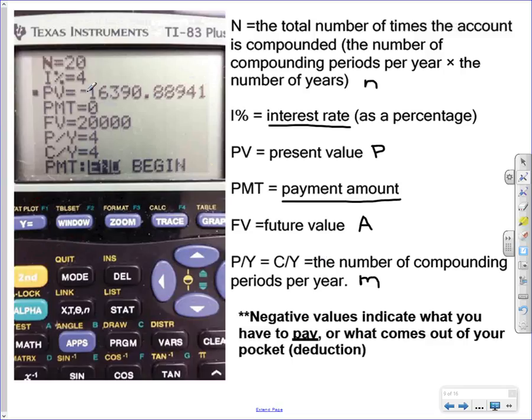Now, sometimes you will get some negative values in here. One of these answers has to be negative because this says right here, negative values indicate what you have to pay or what comes out of your pocket. So it's assuming, like a checks and balances thing, you have to have a negative in there somewhere because at some point somebody had to pay for there to be money to come out. So if you see a negative value, don't let that confuse you into thinking maybe you did the problem wrong. Just ignore the negative or think of it as, that just means that's the amount I'm going to have to pay.